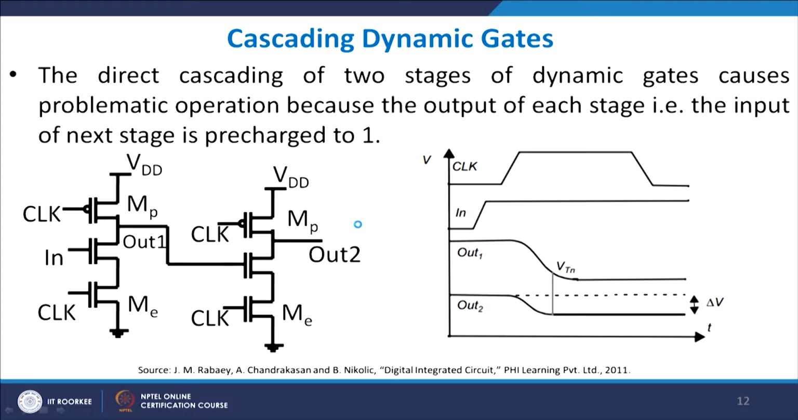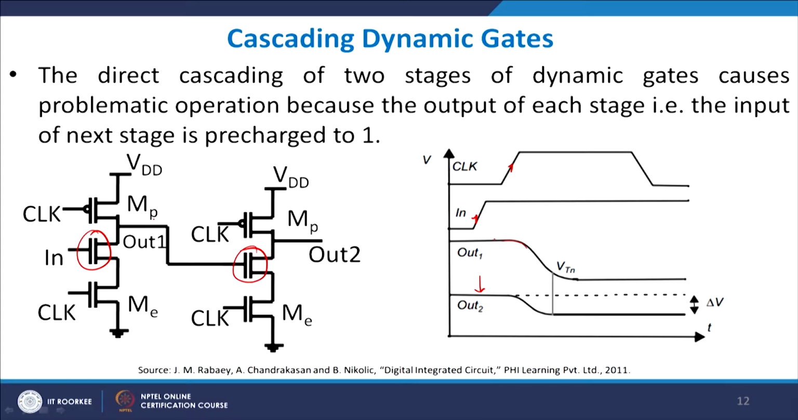Now let us look at cascading of two dynamic gates. So I have cascaded how? The output is cascaded back into the input of the second gate. Now you see, if my clock goes high and my input also goes high, my out 1 will start to fall down. Obviously the input goes high means this is on and the output starts to go down. It was initially high, which means out 1 goes from 1 to 0.